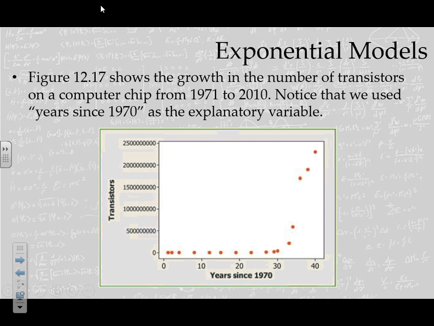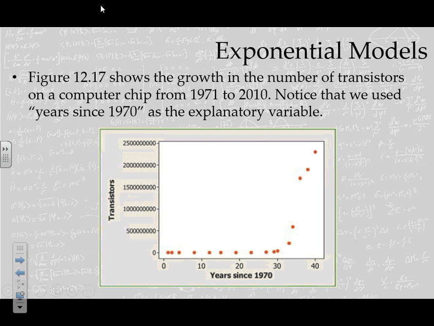So the one that they looked at in the book is the growth of the number of transistors that exist on a computer chip. So every time they create these computer chips, they have a certain number of transistors that help with processing power and things like that. What they've noticed is that as they've progressed, the number of transistors they're able to fit onto one single computer chip has grown exponentially.